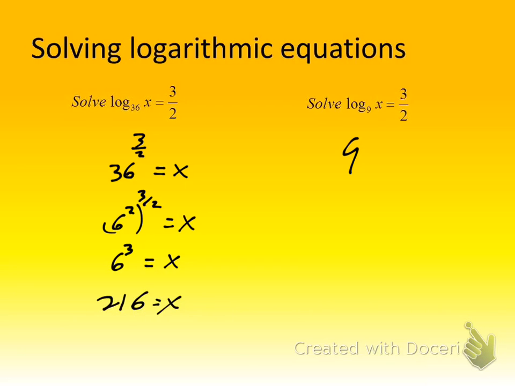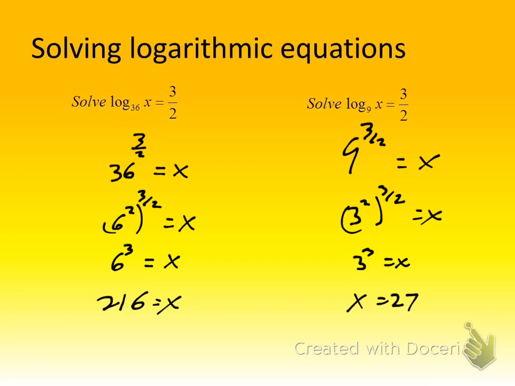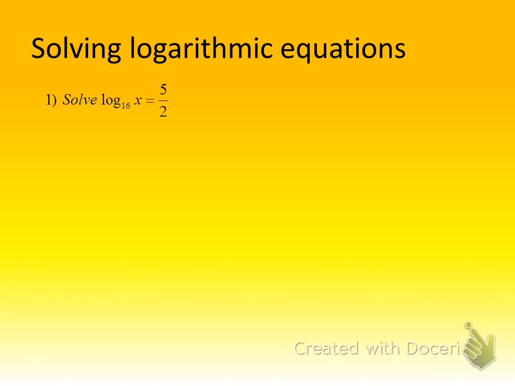So we go the other way now: 9 to the 3 halves power equals x. So 3 squared to the 3 halves equals x, so 3 cubed, and so x equals 27. Went a little fast through that, but hopefully that makes sense. It's pretty much the same stuff that we have been doing. Next slide's going to have a question for you. We want to see if you can apply it, so if you need to go back and watch this, do so. But here's your first question: solve log base 16 of x equals 5 halves.